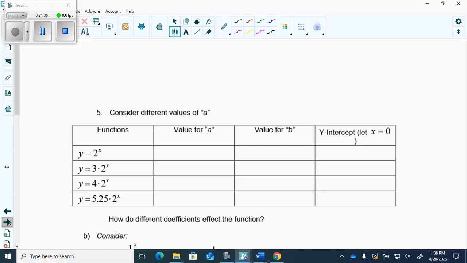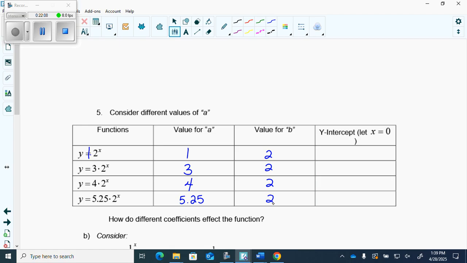So now my a values aren't just 1, correct? This one has an a value of 1. This one has an a value of 3, 4, 5.25, right? The b values for all of them, however, are what? 2. So they're all doubling. So the function itself has the same shape. They're all the same shape, because the doubling would make it have the same shape.